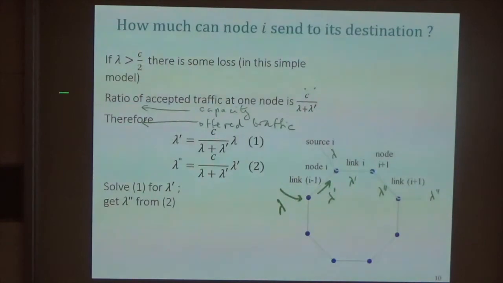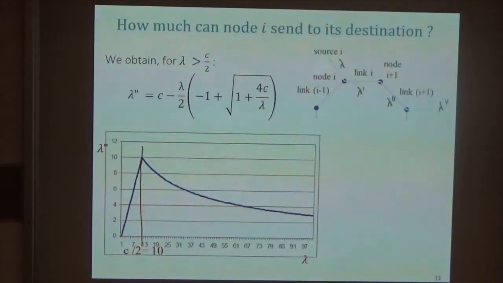Can you solve this equation? I hope you can. It's a polynomial equation of degree 2. So we studied that at high school. We can solve for lambda prime as a function of the parameters, which are C and lambda. Then we can plug in lambda prime here. We can do that manually or ask Mathematica. At the end, we'll have a formula that will give lambda second from lambda. So I did it, and this is the formula we obtain.